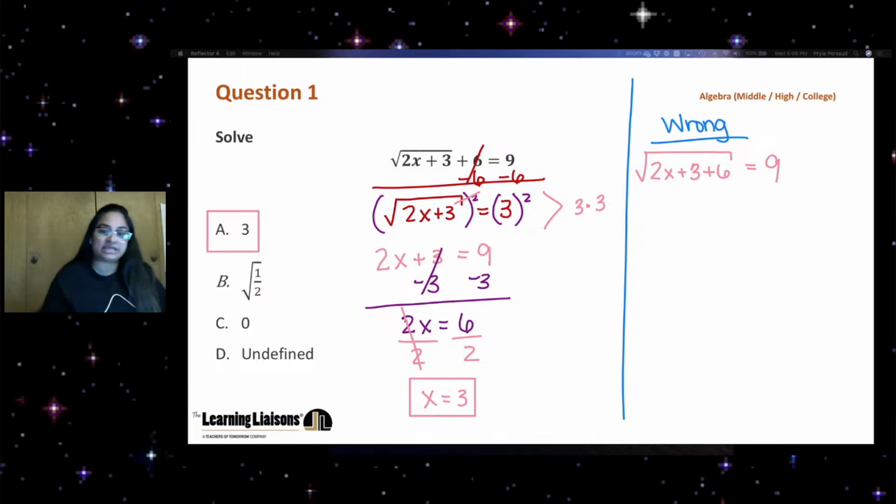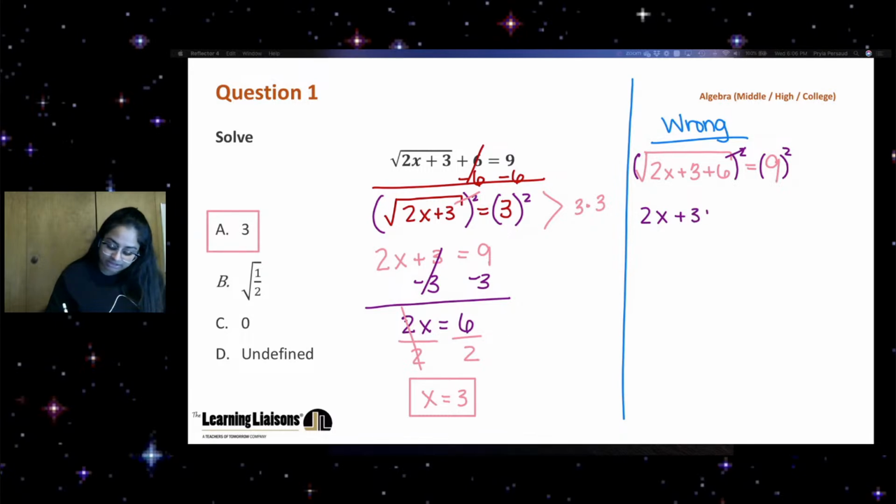Right? And the first thing here now, instead of moving anything, we'd have to square both sides. I apologize. Right, now when we square both sides, we will be left with 2x plus 3 plus 6 is equal to 9 squared. And 9 squared is 9 times 9, and 9 times 9 is 81. Now we're going to combine like terms on the left-hand side. And 3 plus 6 is 9. And we have 81 on the right-hand side.